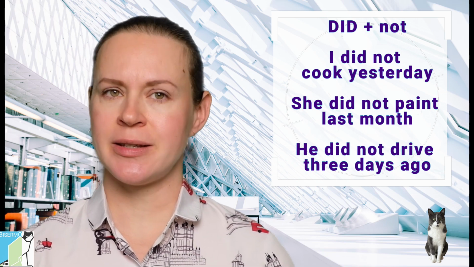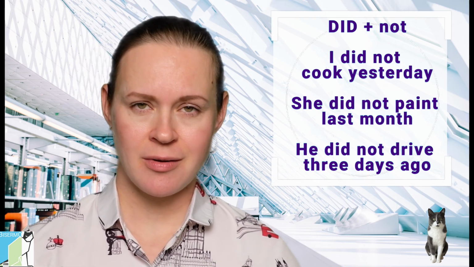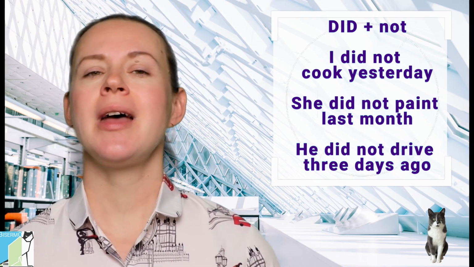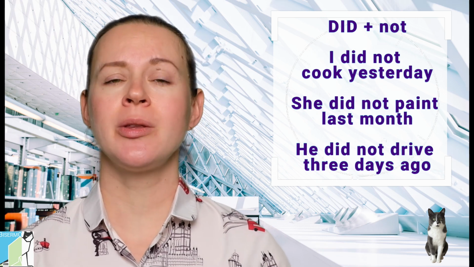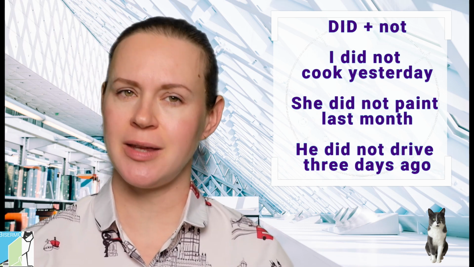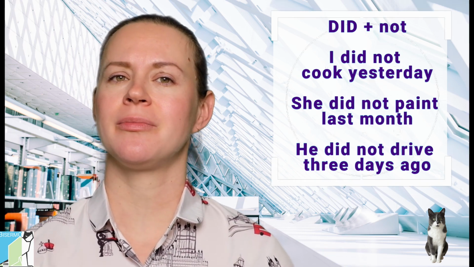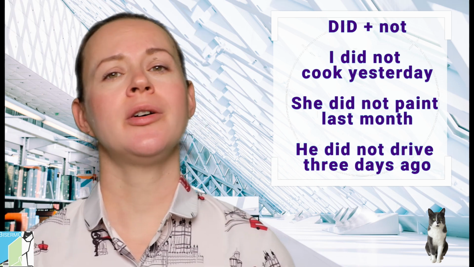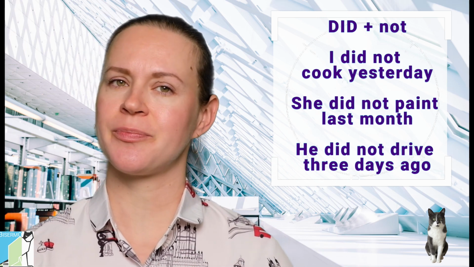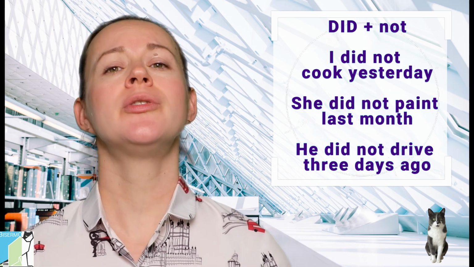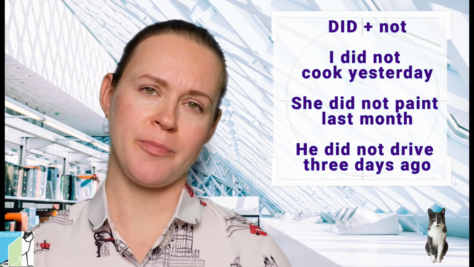In negative sentences, I put did and add not, and after that I add the main verb without the ending ed. I did not cook yesterday. She did not paint last month. He did not drive 3 days ago.